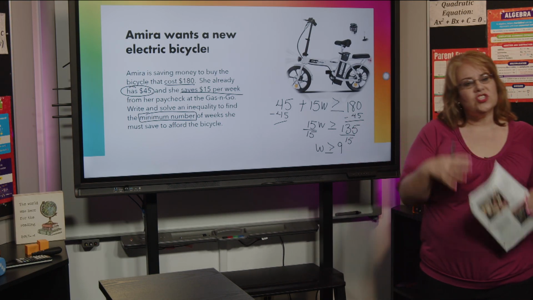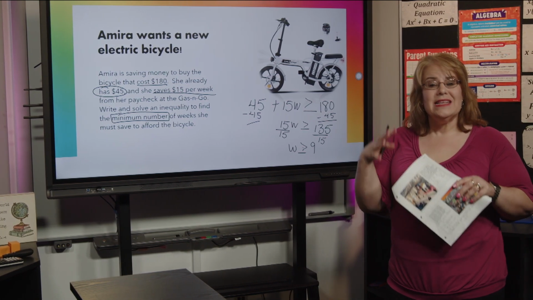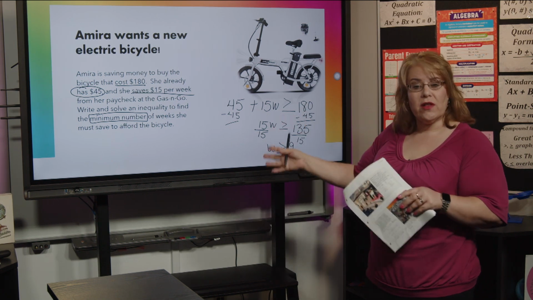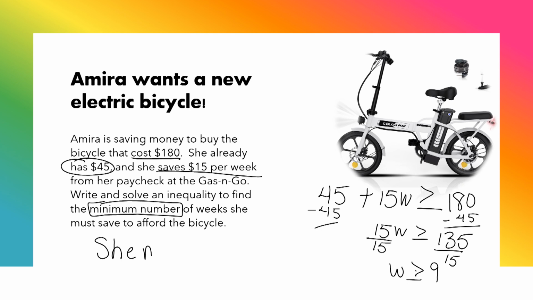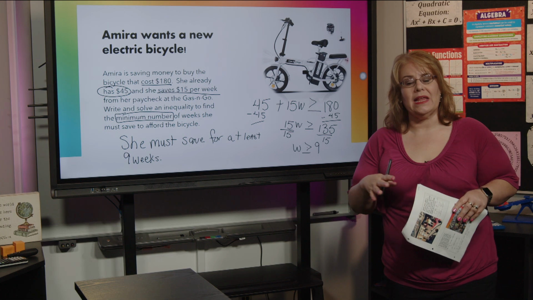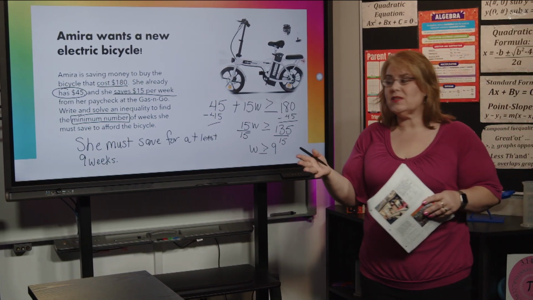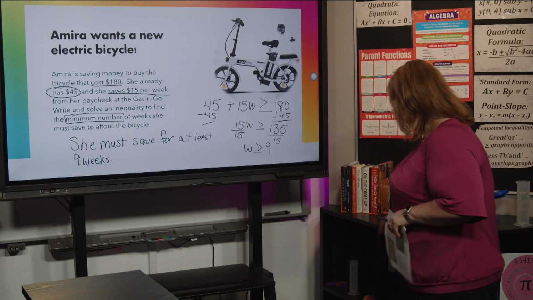So now that we have solved, what does that answer mean? This is when we're going to write a statement saying this is what W is greater than or equal to 9. So look at my statement. So my statement's going to say she must save for at least, meaning more, she could do more, but at least 9 weeks. So that means after 9 weeks, she should have enough money. If she saves more, obviously she'll be able to buy it, but she's got to save at least that whole 9 weeks of her paycheck. Good job. So let's look at the next one.